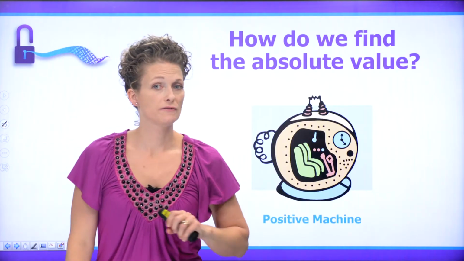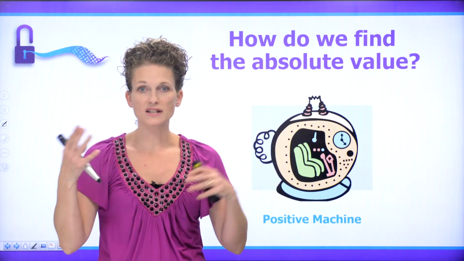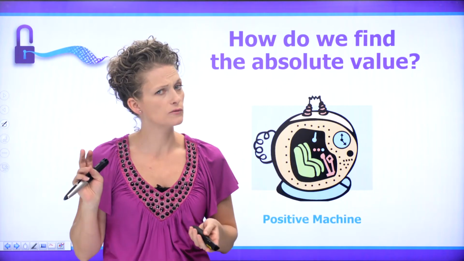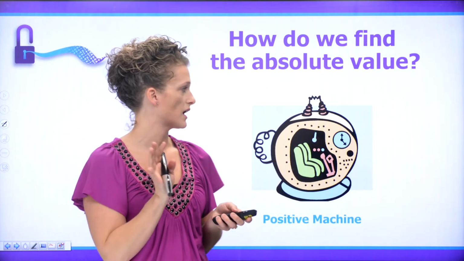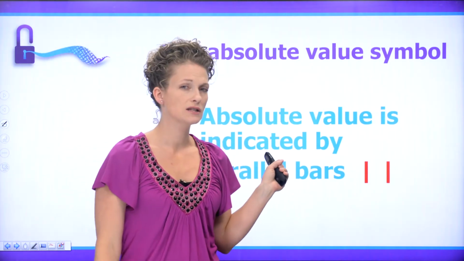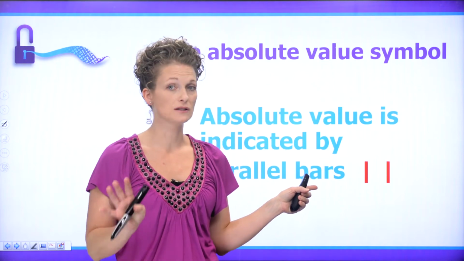So how do we find absolute value? Well, we have this little thing called a positive machine, and you throw a number in there, positive or negative, doesn't matter, and it comes out positive. Well, that seems kind of weird. You've never seen a positive machine, I don't think. But there's something called parallel bars, which is how we know that we're talking about absolute value.